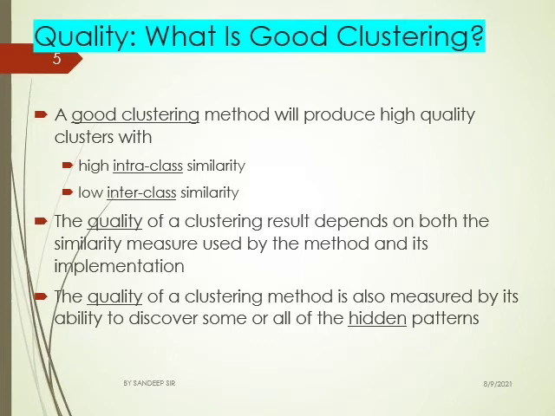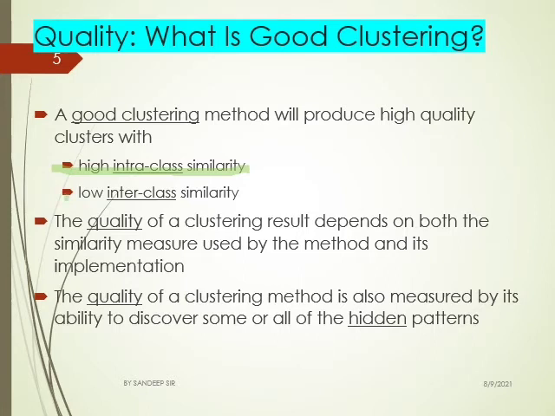So let's try to understand what is quality. So what is good clustering? This is a very important question. Generally, you will see a good clustering will have two important features. Number one is it should have high intraclass similarity, that is, objects within the same class are very much similar to each other, with very few differences.